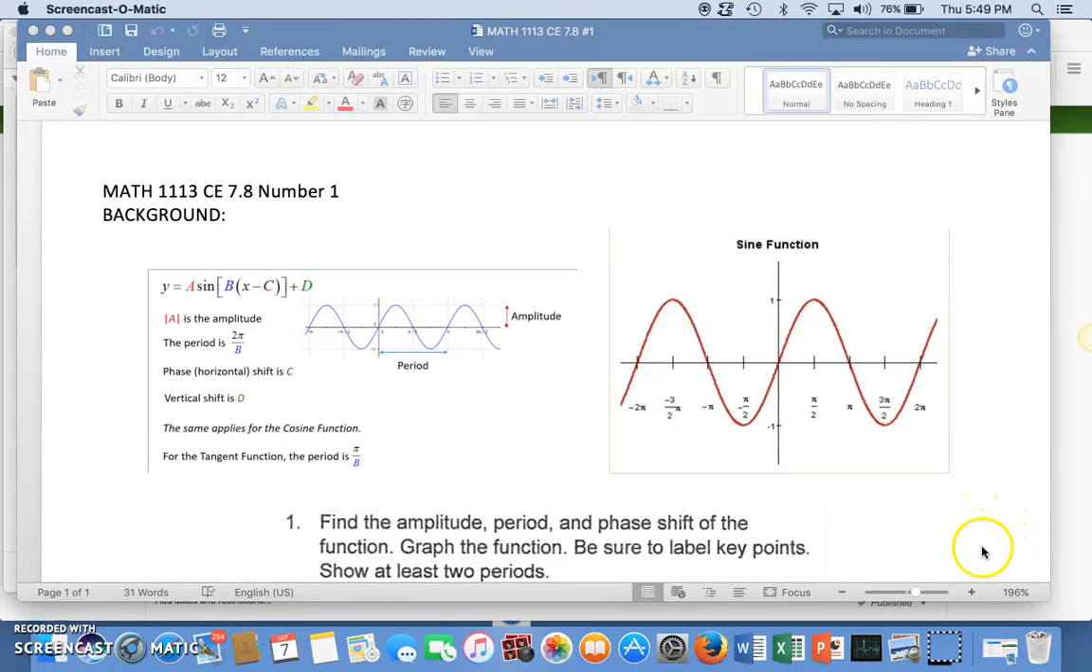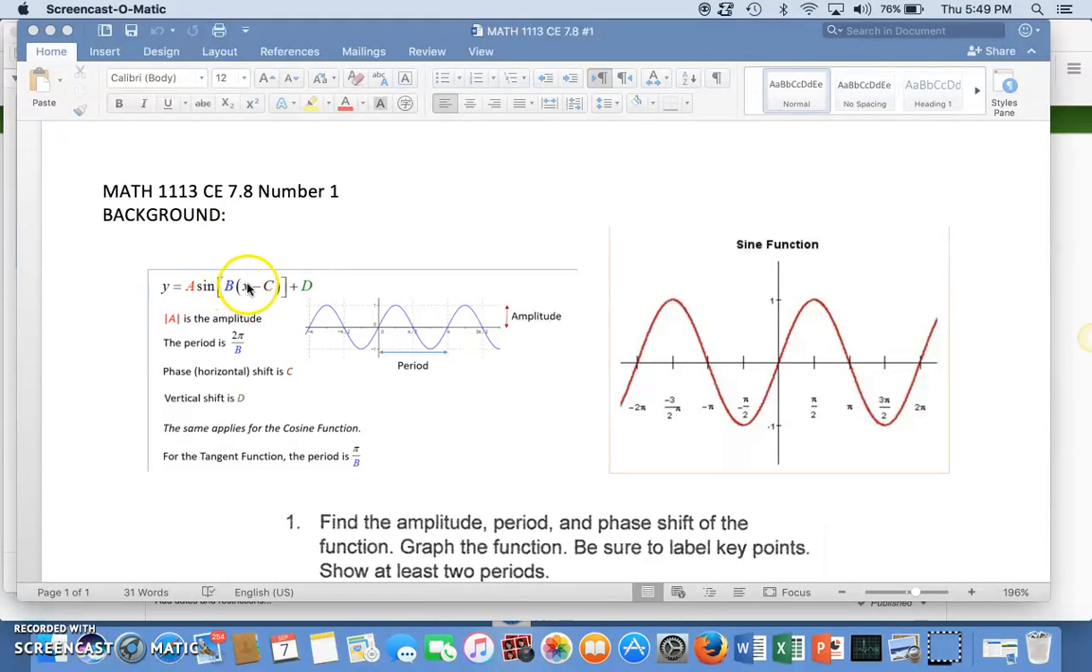Okay, this is dealing with 7/8, more translations. It can be translated up or down or shifted and so forth. The B is factored out here. Be careful. It's written slightly different than the other one is.